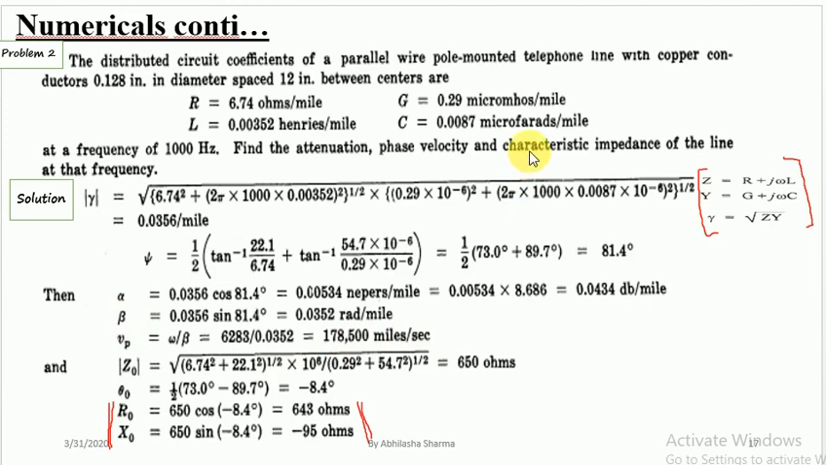Next is the characteristic impedance. As we have already calculated in problem 1, now you are able to calculate the characteristic impedance. This is the magnitude of the characteristic impedance, and this is the angle related to it. These two calculations are not asked in this question, but whenever required, you are also able to calculate R0 and X0 in any numerical.